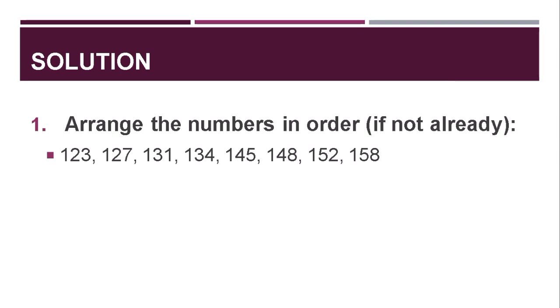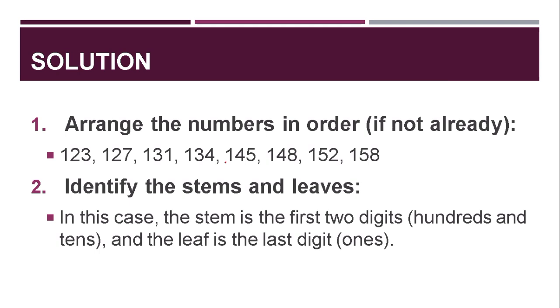Solution. 1. Arrange the numbers in order if it has not been arranged already. The data given has been arranged in order, so we don't need to rearrange them again. 2. Identify the stems and the leaves. In this case, the stem is the first two digits. For 123, 12 is the stem, and the leaf is the last digit, which is the 3 here.